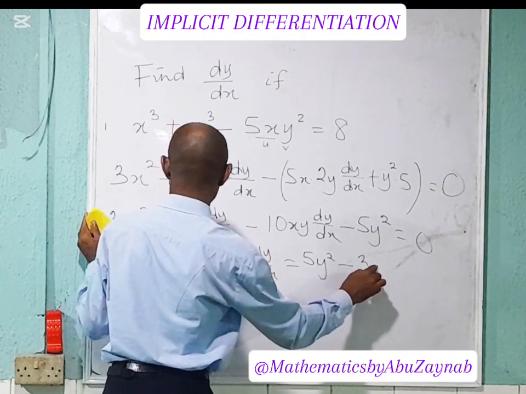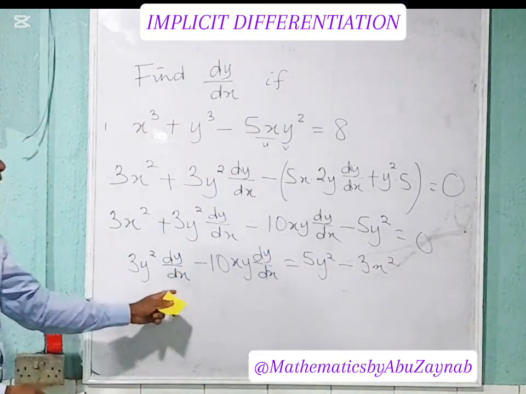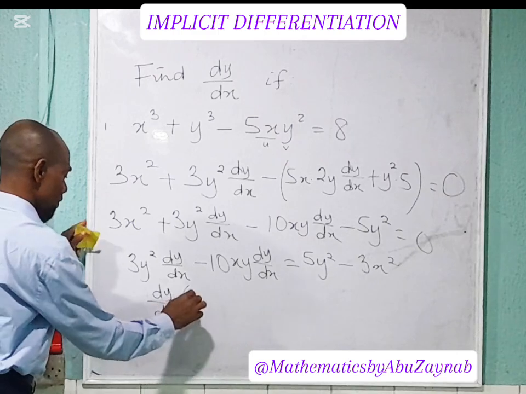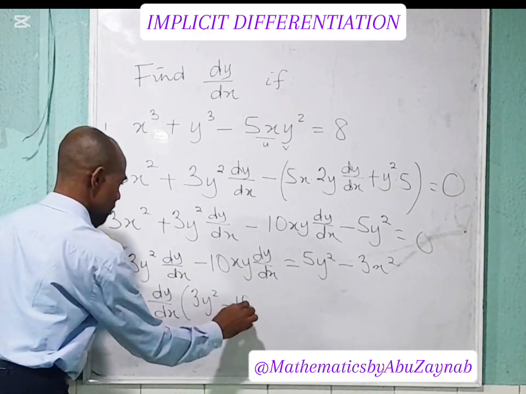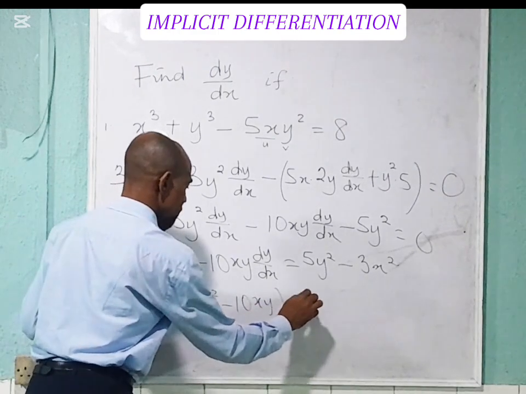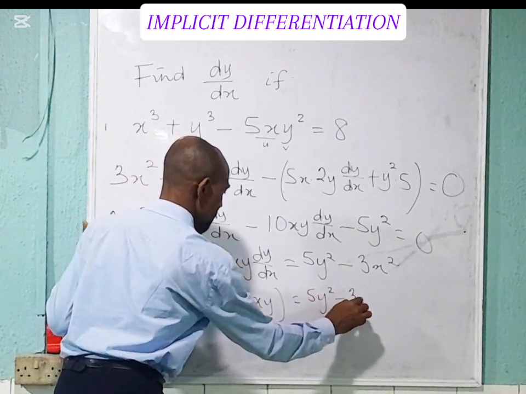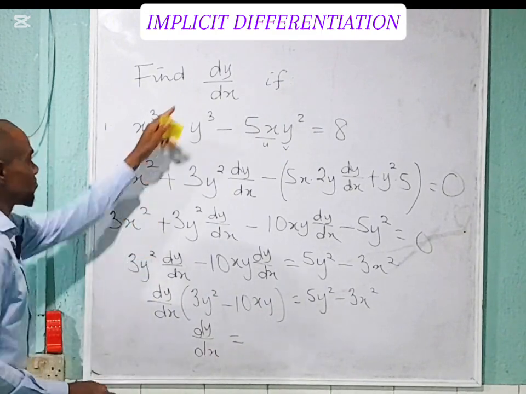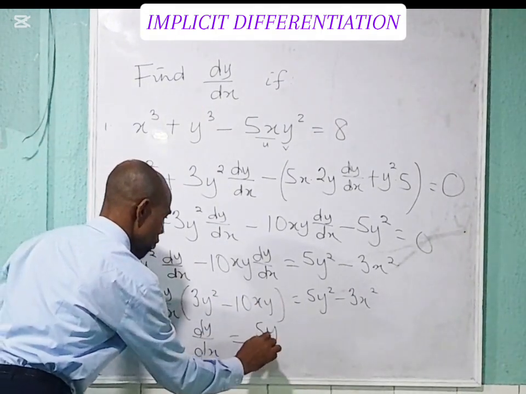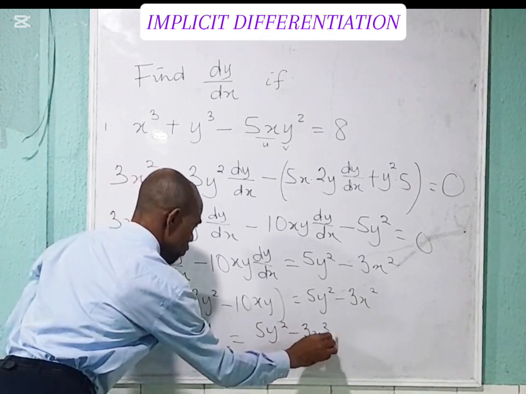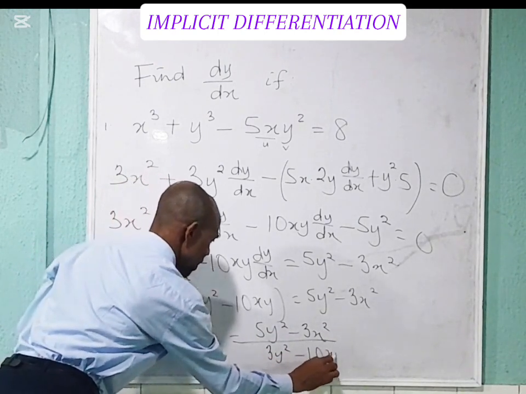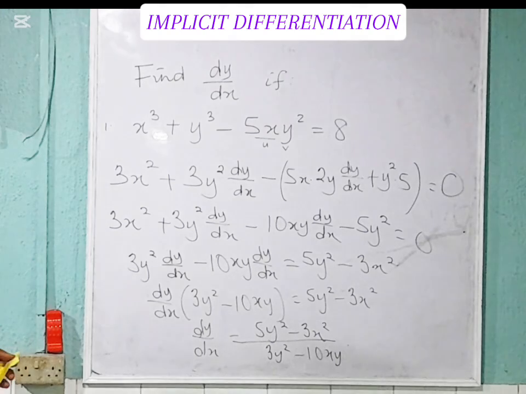Then minus 3x squared. At this point, I factorize my dy/dx. So I have dy/dx in bracket 3y squared minus 10xy equals 5y squared minus 3x squared. And finally, the dy/dx, which is what is required, is simply 5y squared minus 3x squared over 3y squared minus 10xy. And that is how to go about implicit differentiation.